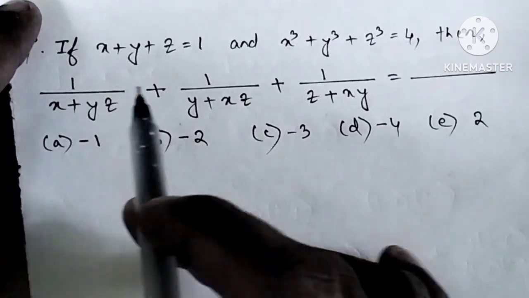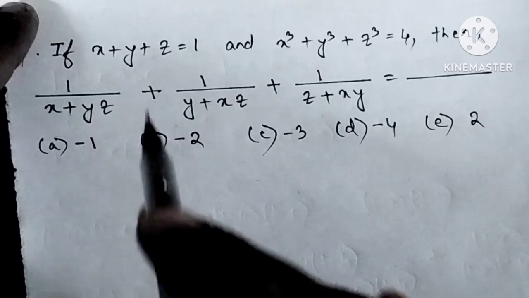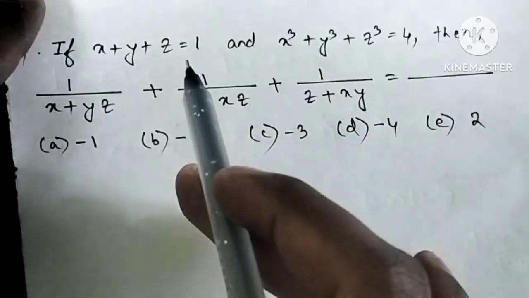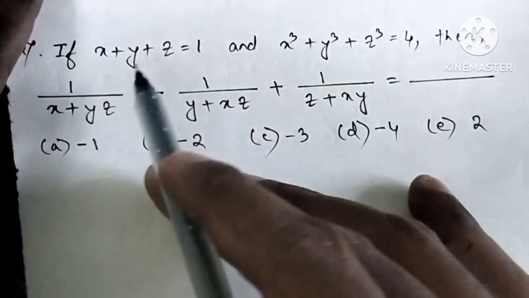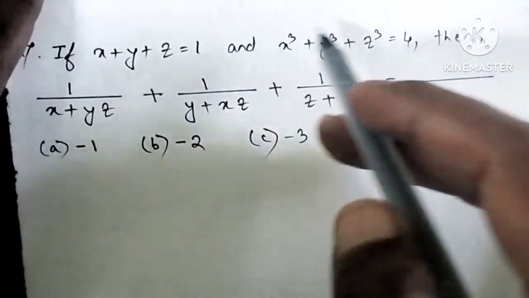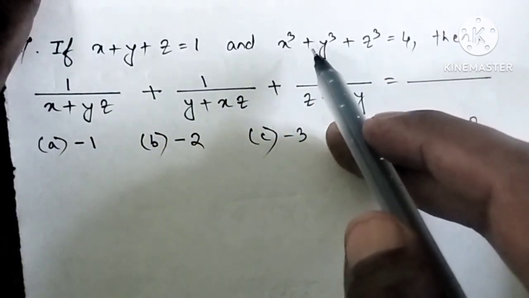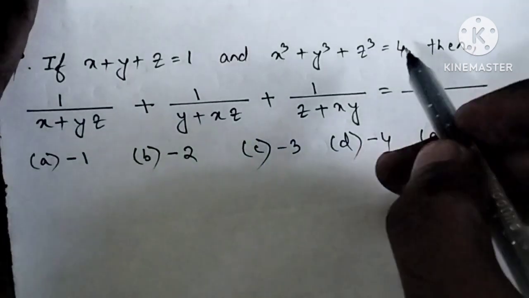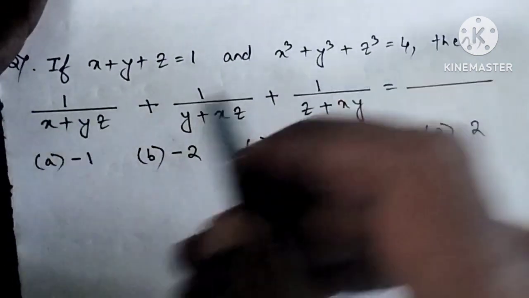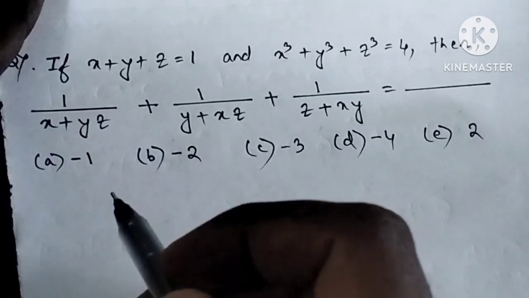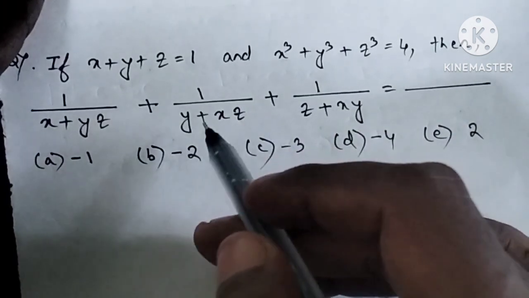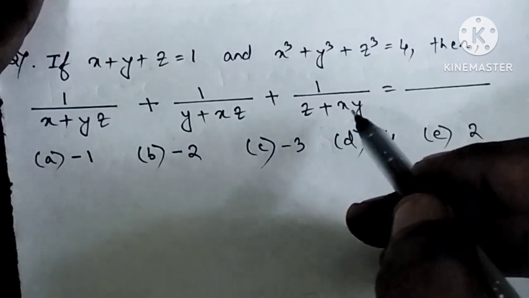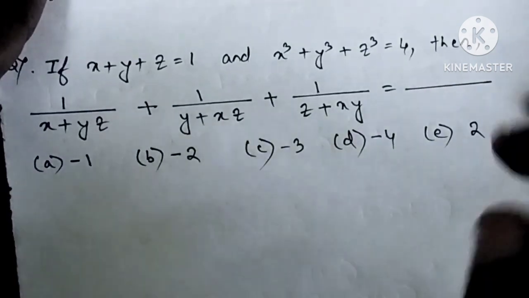In this video I have brought this question for you all. So look at the question. If x plus y plus z is equal to 1 and x cube plus y cube plus z cube is equal to 4, then 1 by (x plus yz) plus 1 by (y plus xz) plus 1 by (z plus xy) is equal to dash.